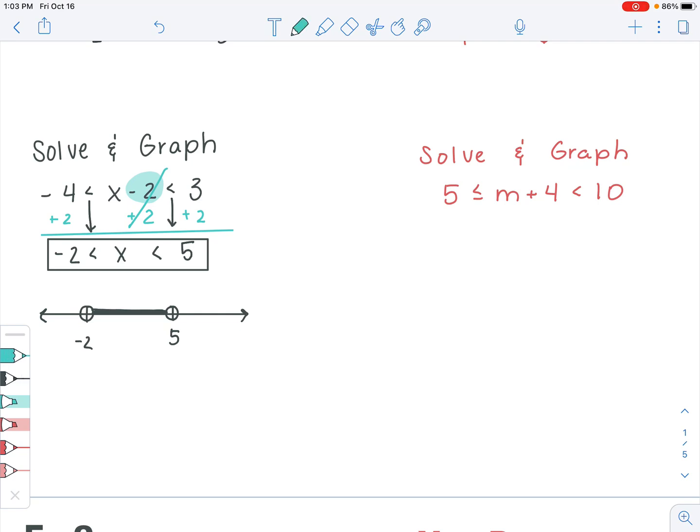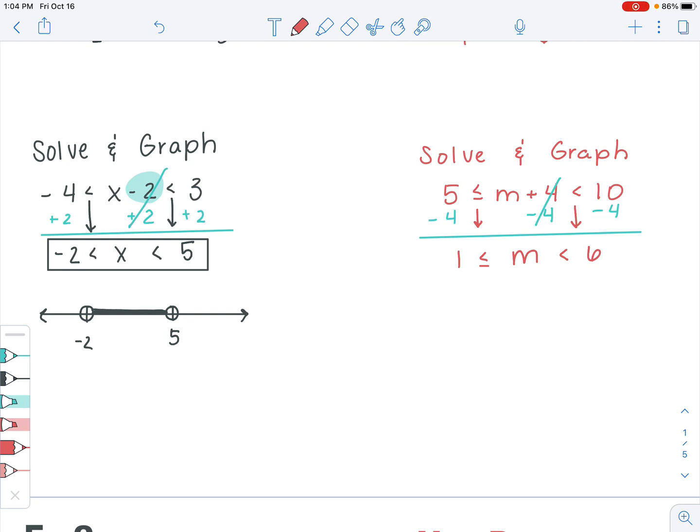So since I'm solving this all together, I need to get rid of the 4. So I'm going to subtract it to both answers. I subtracted, ooh, hello. I want to cancel my 4s, not my answers. Cancel my 4s. Then I'm going to bring down my answer. 5 minus 4 is 1. Bring my sign down, less than or equal to. M, bring my next sign down, less than. 10 minus 4 is 6.